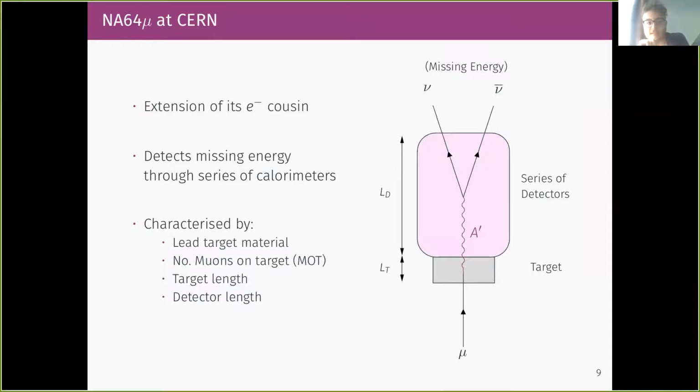We're going to generate this data. It's just an extension of its electron cousin. It's got these calorimeters, which detect that missing energy through the detector. And it's characterized by this lead target that it has over here. The number of muons that are going to be on this target, the length of the target, and this detector length over here. We can see that the A prime here enters the detector, and all the invisible decay products kind of escape, and then all we measure is this missing energy over here.